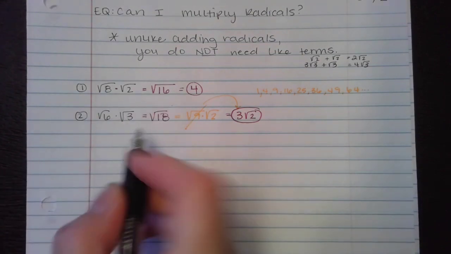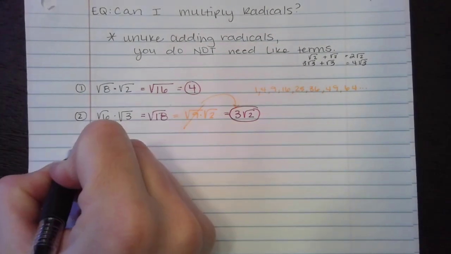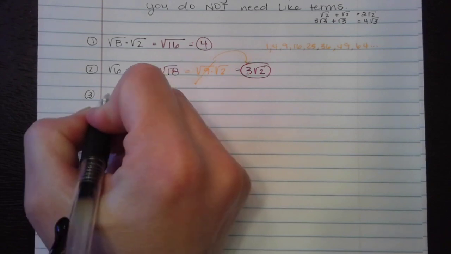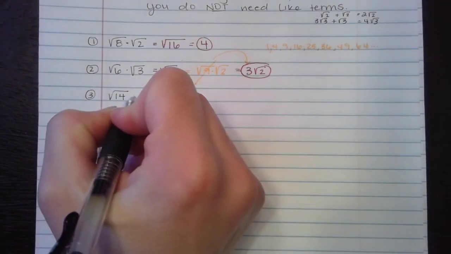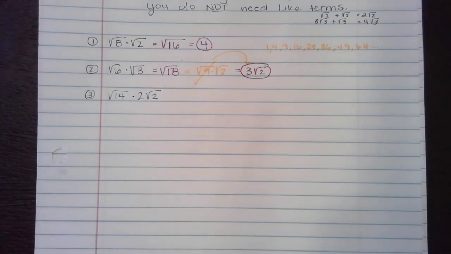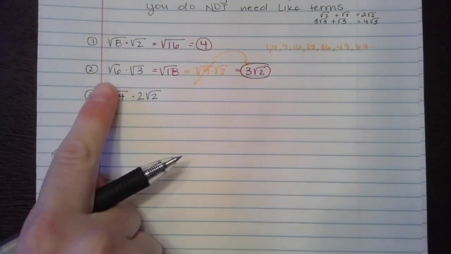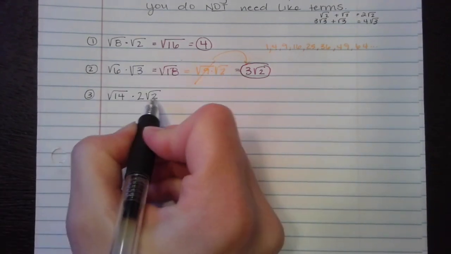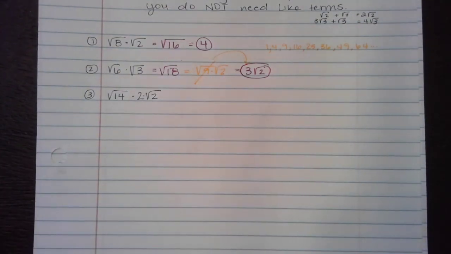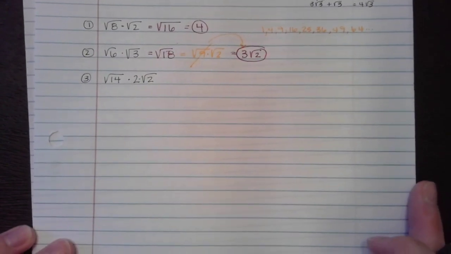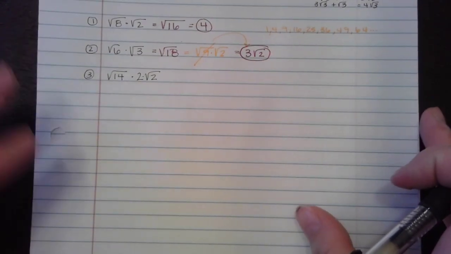Let's try something. Again, no new concepts besides the multiplying piece. This one just might look a little bit different. So let's try a different one. The square root of 14 times 2 times the square root of 2. Now, 2 square roots of 2 is just 2 times the square root of 2, right? And so we can multiply those in a whole bunch of different orders, because we can multiply in any order.